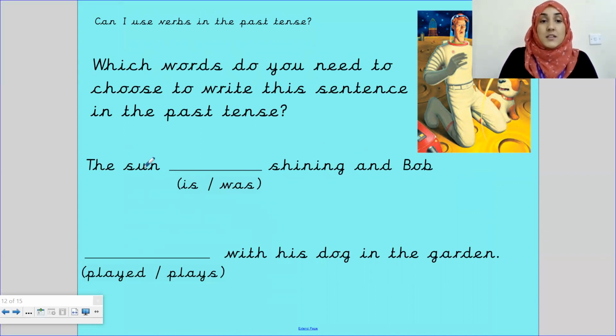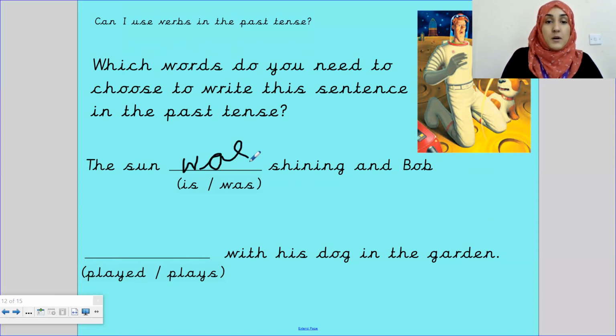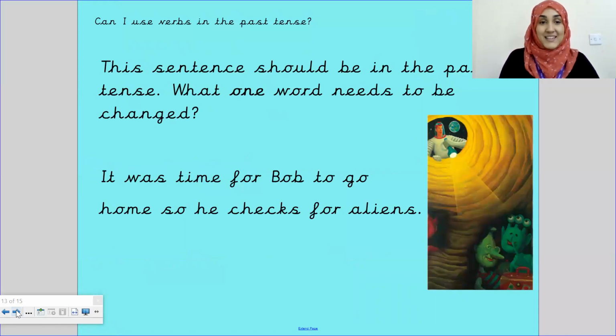Thank you. The sun, is it is or was shining, and Bob played or plays with his dog in the garden. Have a think, Maurice class. Have a think. Let's read it again. The sun was, well done. The sun was shining, and Bob played, well done, with his dog in the garden. Fantastic. Well done, Maurice class. Thank you for helping me complete that sentence.